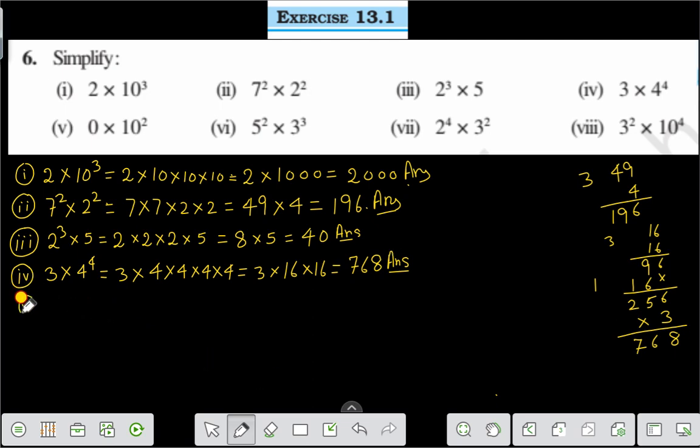Now question number 5 is 0 into 10 to the power 2. That means it will be equal to 0 into 10 into 10. If you multiply this, you'll get the value as 0. 0 is the answer.